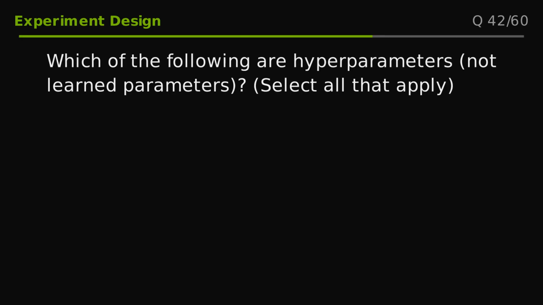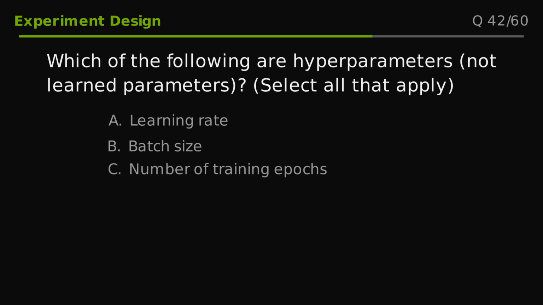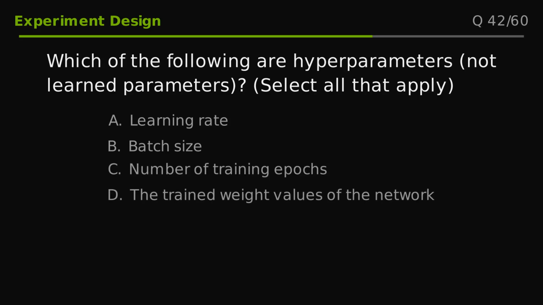Question 42. Which of the following are hyperparameters, not learned parameters? Select all that apply. Option 1. The learning rate. Option 2. Batch size. Option 3. Number of training epochs. Option 4. The trained weight values of the network.